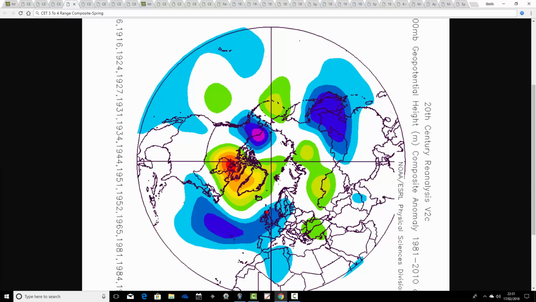So we find that we've got below average heights to our south with these springs, and also over UK with above average heights around Greenland. So there is a blocking signal for these springs. And overall, I think the jet stream is a bit southerly as well, so it looks like, I have to say, a fairly unsettled signal for these springs that are following slightly colder than average Februaries.